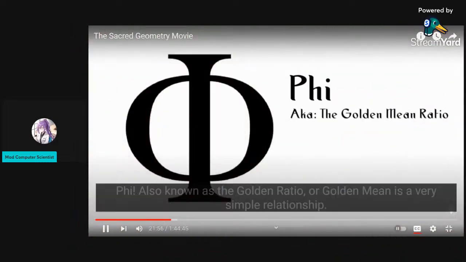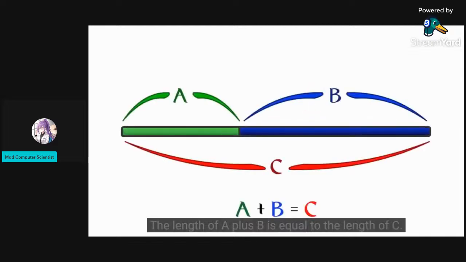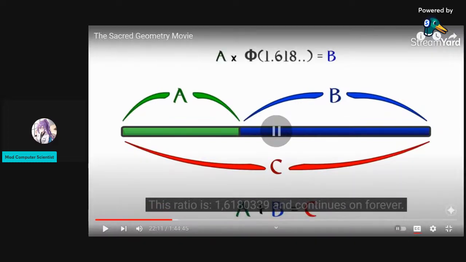Phi, also known as the golden ratio or golden mean, is a very simple relationship. If you had a rod and were going to put a mark on it, only 2 places would mark the phi ratio, which is here or here. The length of A plus B is equal to the length of C. This ratio is 1.6180339 and continues on. Oh my gosh, what another amazing mathematical discovery.